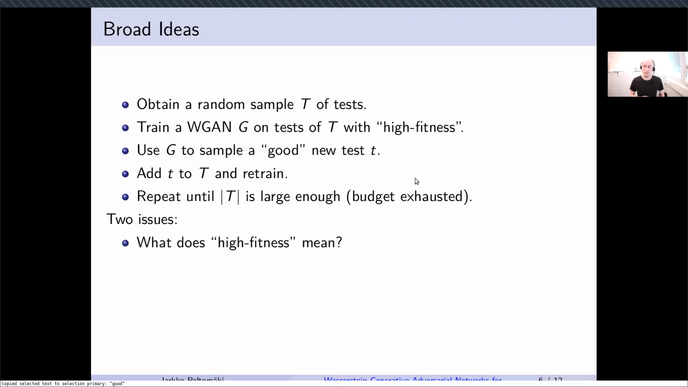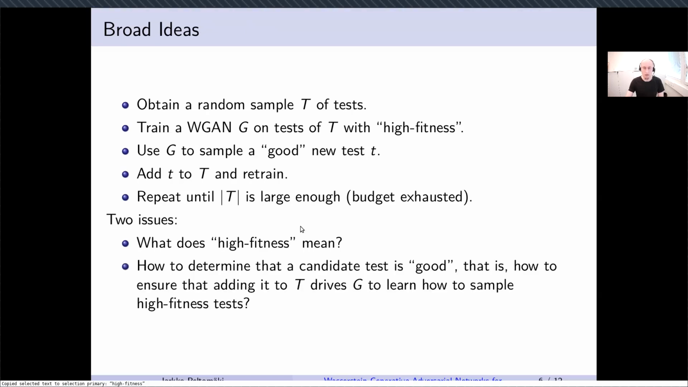Of course, what I just described is vague. What does it mean that we include high fitness tests? About that, I don't really have the time to talk, so you have to look at the paper. But another issue is what "good" means on this line, and I'm going to tell you something about that, just to give you some ideas.